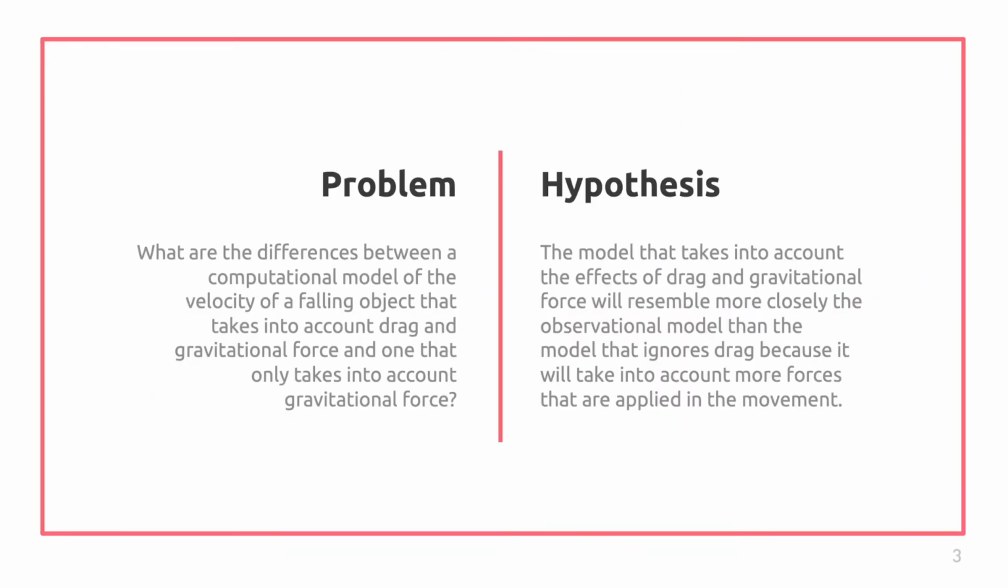The problem that this lab intends to answer is what are the differences between a computational model of the velocity of a fallen object that takes into account drag and gravitational force and one that only takes into account gravitational force. My hypothesis for this problem is that the model that takes into account the effects of drag and gravitational force will resemble more closely the observational model than the model that ignores drag because it will take into account more forces that are applying the movement.